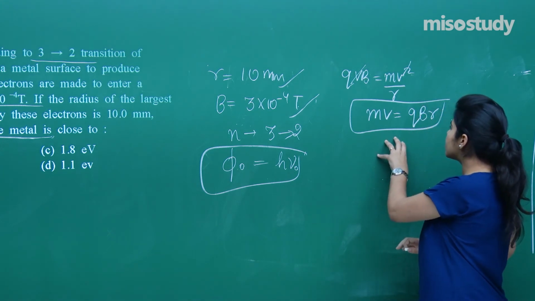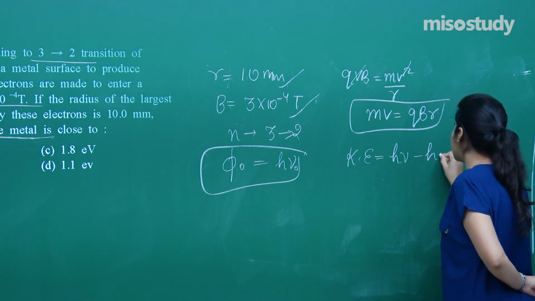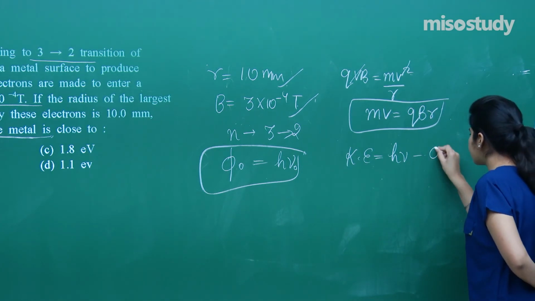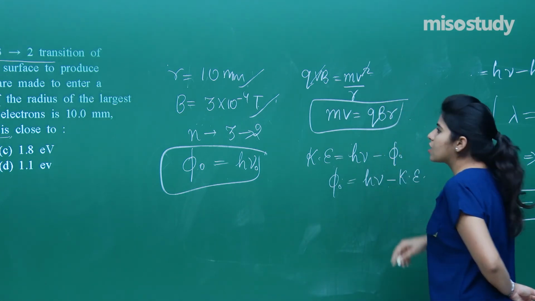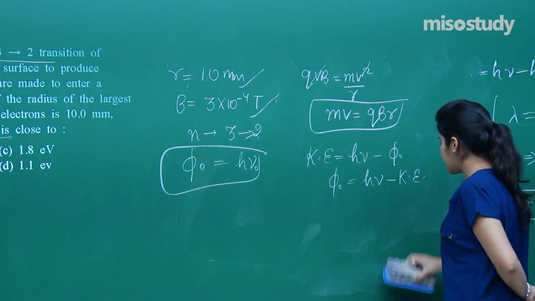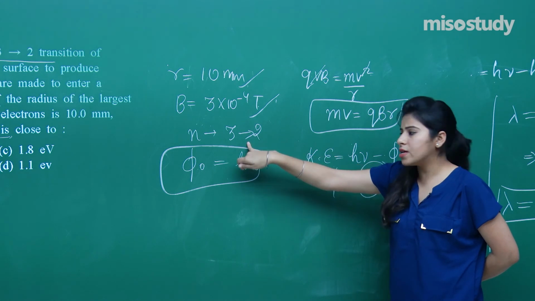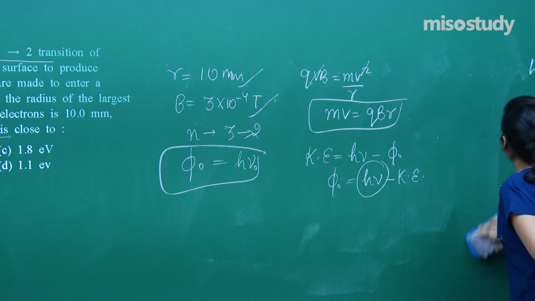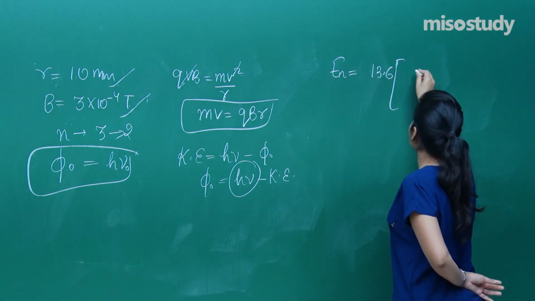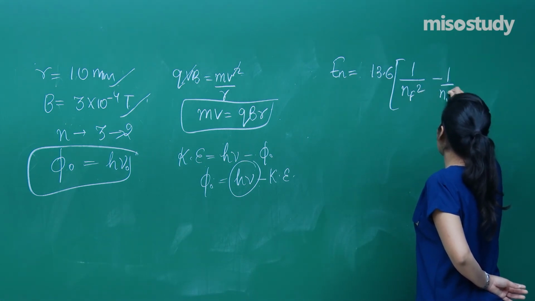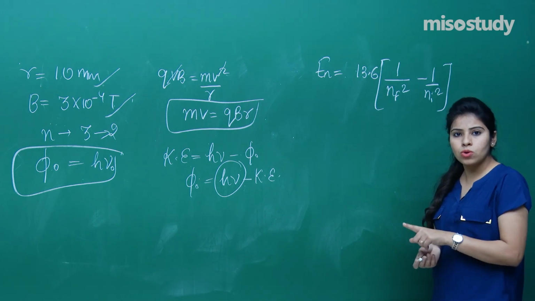Now, to find the work function, I will be using kinetic energy equals h nu minus h nu naught, or you can write this as phi naught simply. To find phi naught, we can have h nu minus kinetic energy. Because I have been given this transition, I will find the energy from here. The energy coming out is, we know, En equals 13.6 into 1 by nf square minus 1 by ni square. nf is the final orbit, ni is the initial orbit. So our final orbit is 2 and initial was 3.